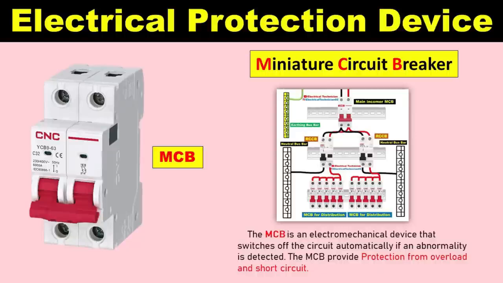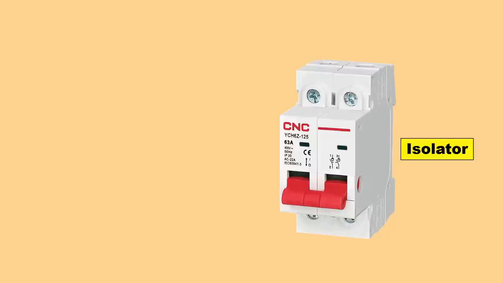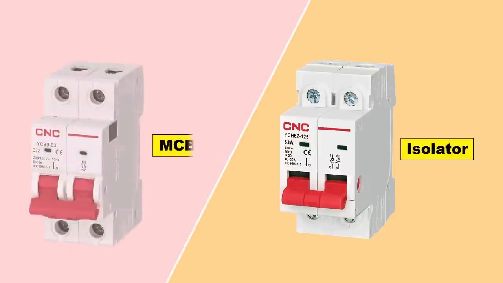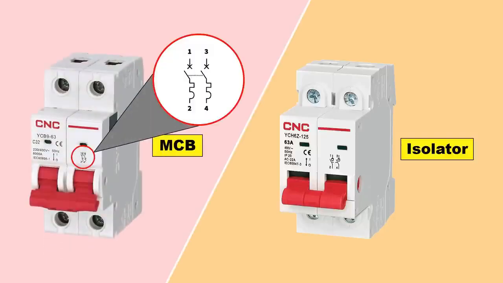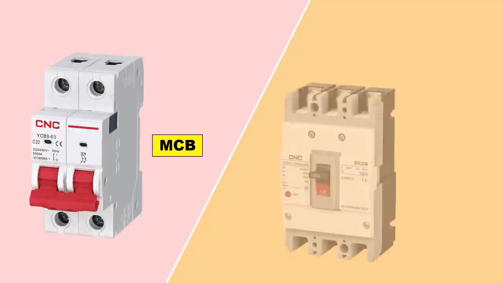If you go to market to buy a MCB, then from profit point of view, shopkeeper may sell you isolator in place of MCB. And if you install isolator in your home, then you will not get any kind of protection. You can look in this screen what is the symbol of MCB and what is the symbol of isolator. So whenever you go to buy a MCB, then look carefully to the symbol over MCB, whether it is MCB or not. After this, next device is MCCB.